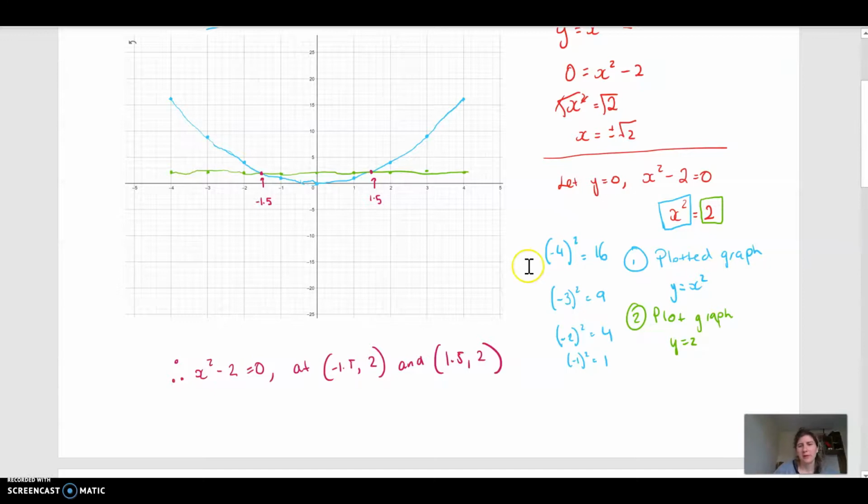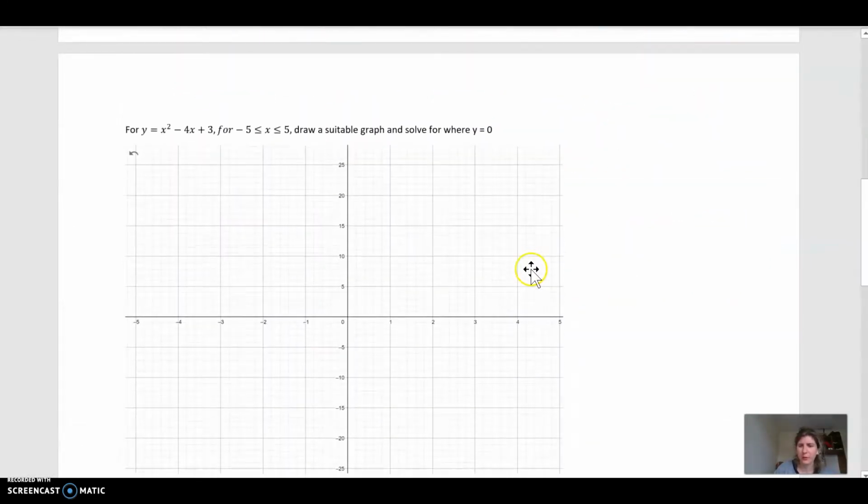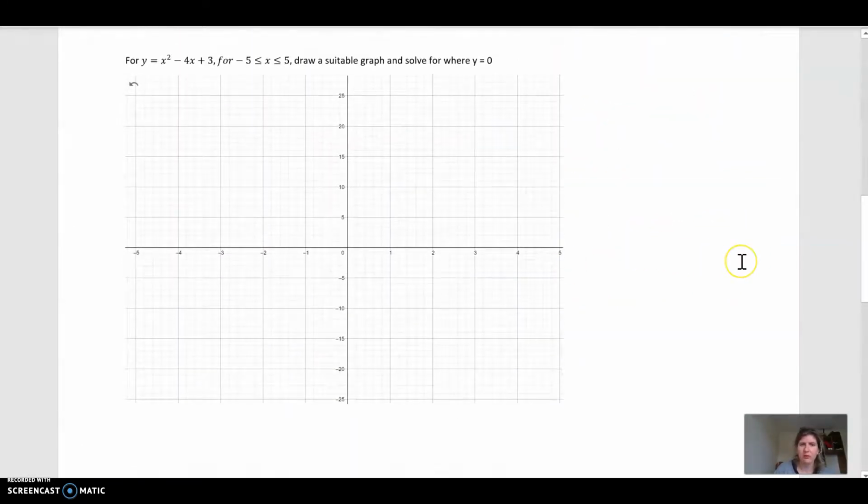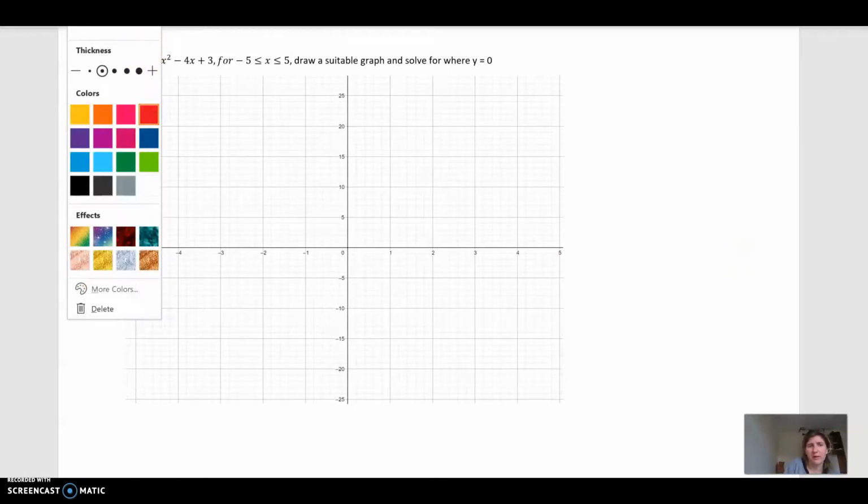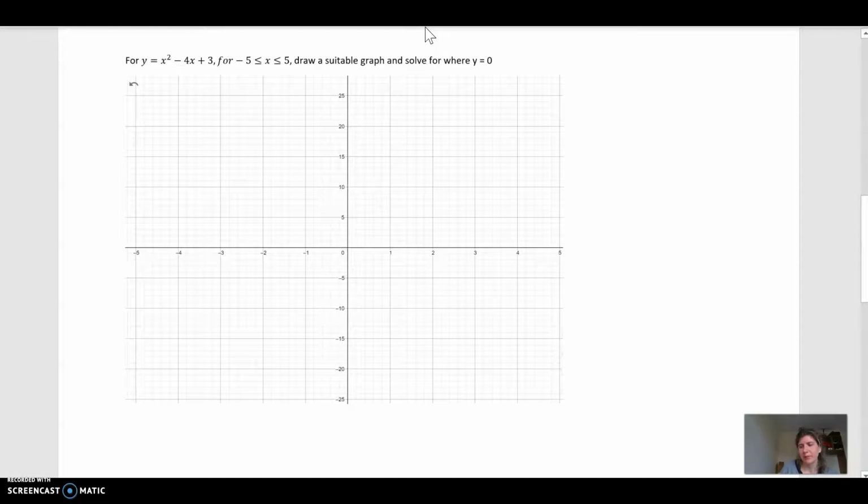All right, next one. This one's a little bit more complicated, but we've got a similar idea. We've got y equals x squared minus 4x plus 3. Whenever you've got a bigger quadratic, we do the same thing, but instead of making it equal to a number, we make two algebraic expressions equal to each other. So we're solving again for where y equals 0. The first thing I'm going to do is let y equal 0, and therefore my equation is x squared minus 4x plus 3 is equal to 0.